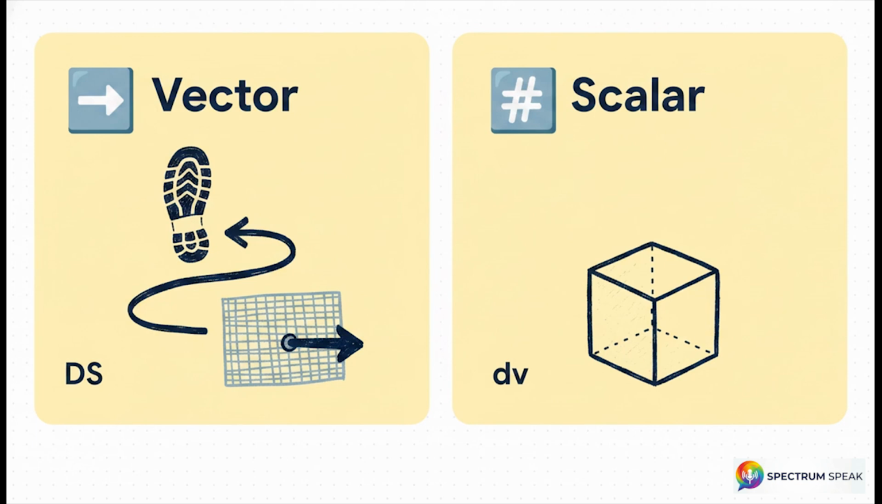And this brings us to a super important point, and honestly, this is a little detail that trips a ton of people up. It's about the nature of those tiny little pieces. Your tiny step, dl, it has a direction, right? And the tiny patch of your screen, ds, it also has a direction. It points straight out, perpendicular to the surface. But that tiny cube of volume, dv, that's just an amount, it's a number. It doesn't have a direction. So dl and ds are vectors, but dv is a scalar. Remembering that is absolutely key.